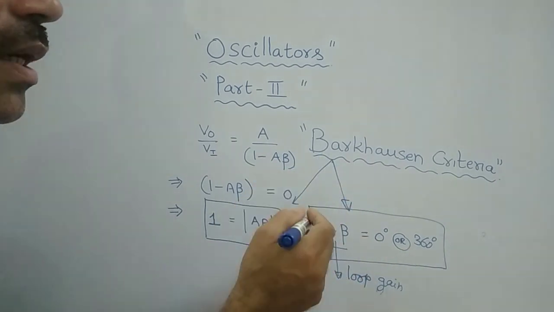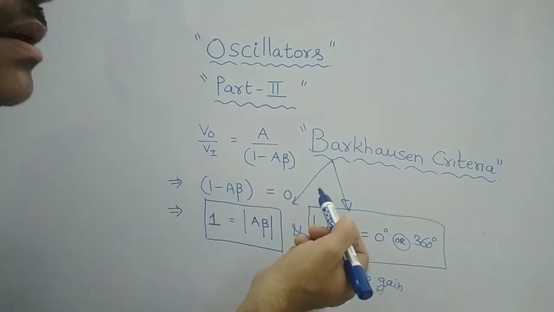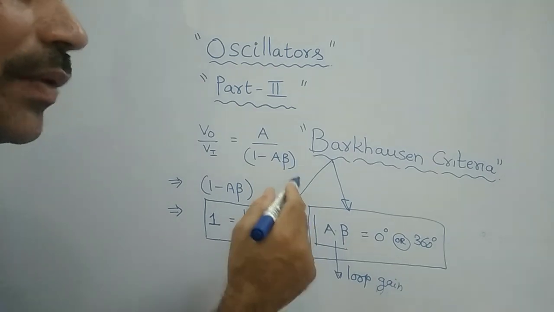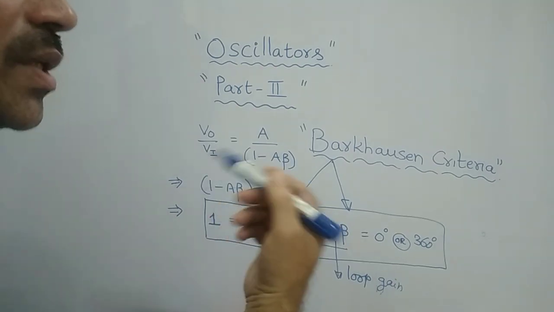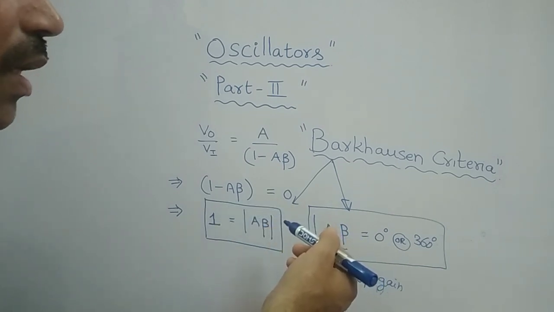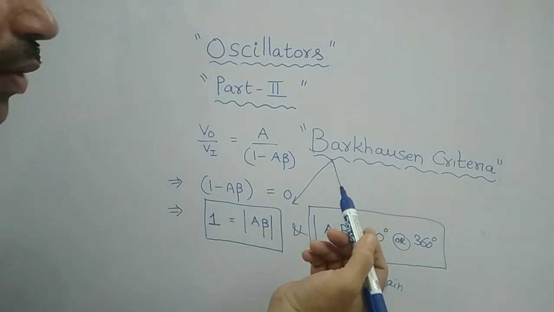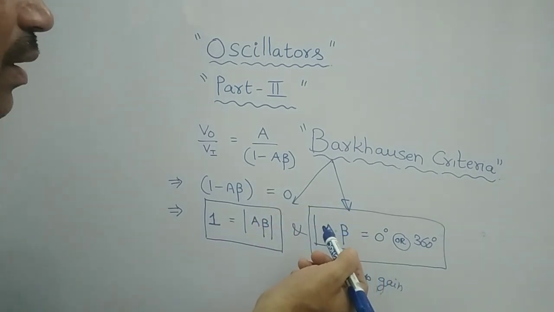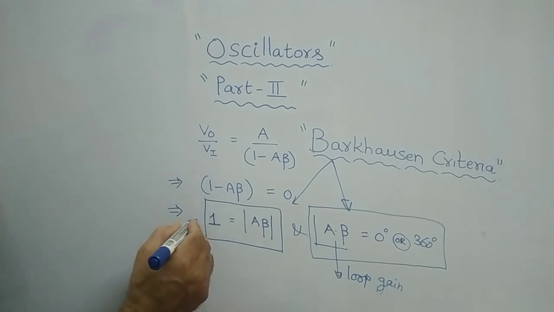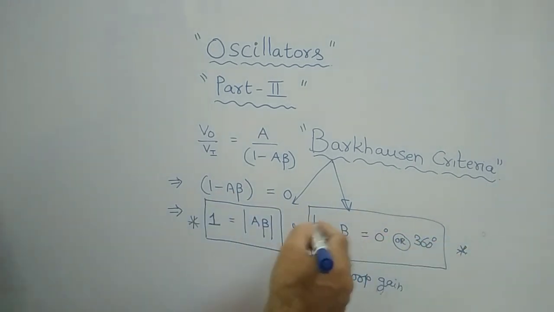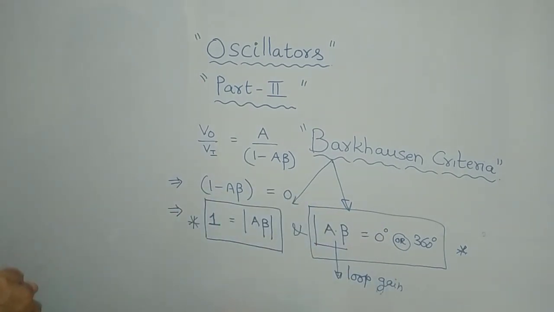for any oscillator circuit in order to produce sustained oscillations. If these two conditions are met, then only will that particular oscillator circuit generate oscillations. You will get the output waveforms. Otherwise, you will not get any waveforms, which means the Barkhausen criteria have not been met. So these are very important conditions to remember. Barkhausen criteria is very important. Clear?